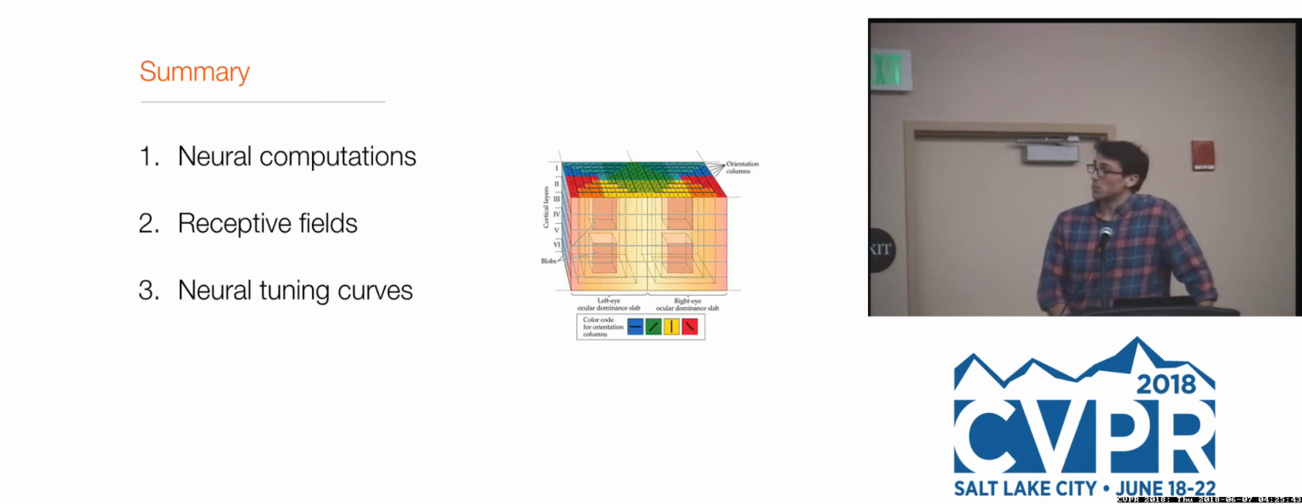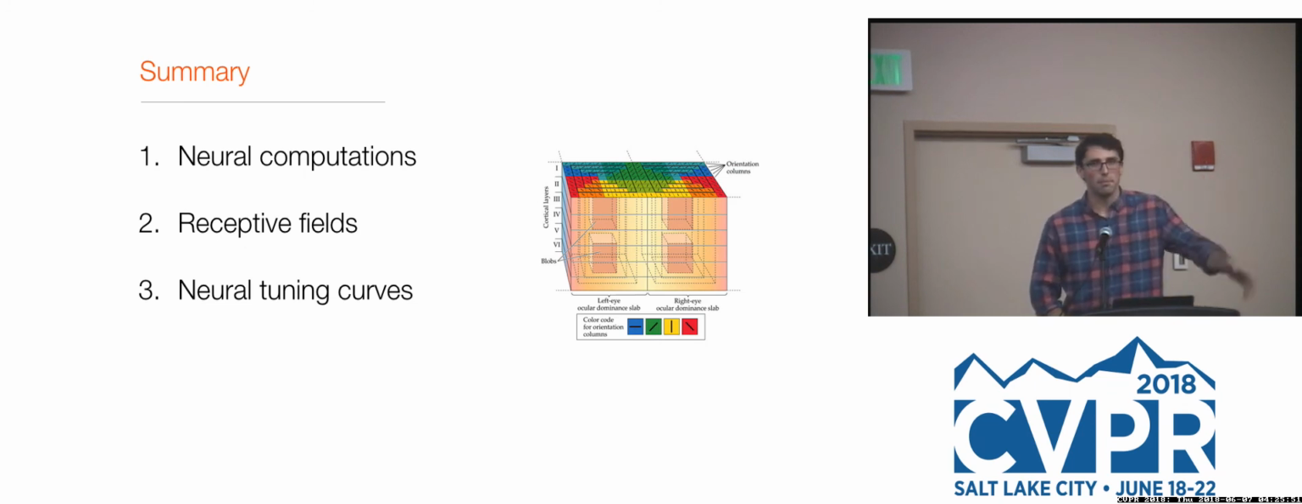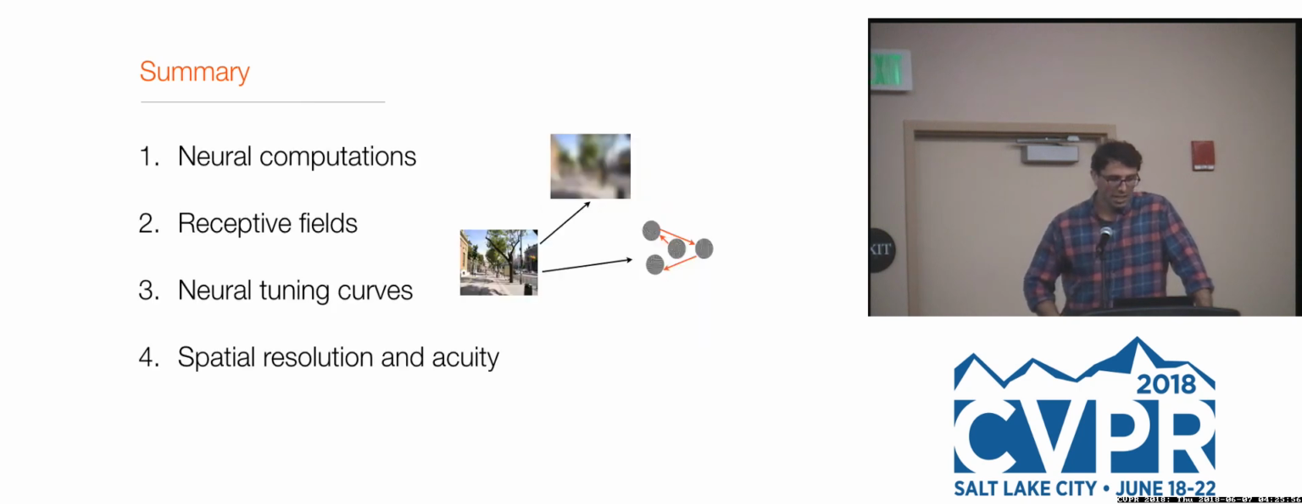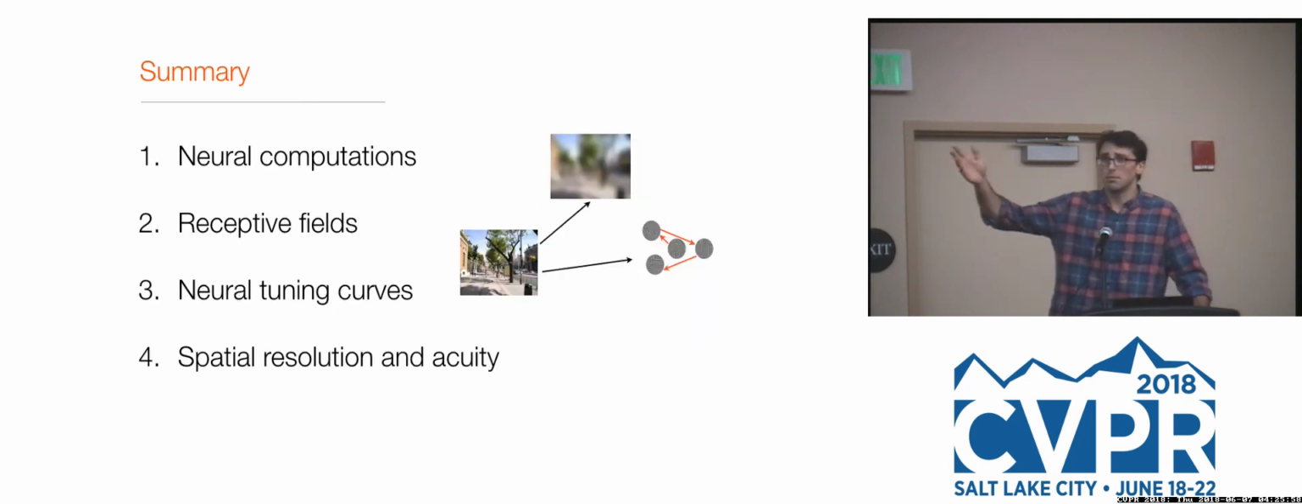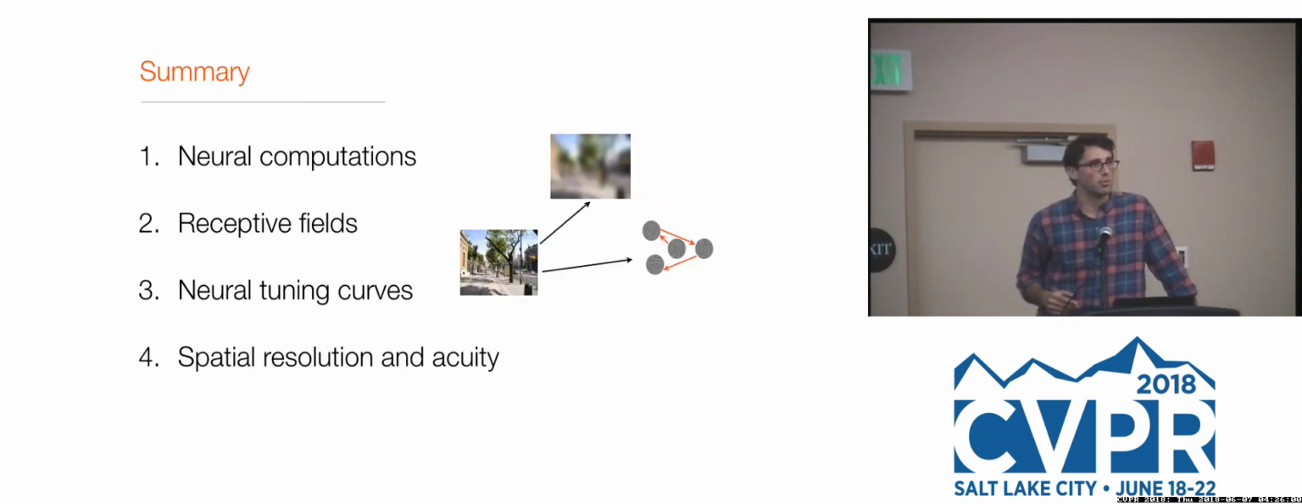I've talked about neural tuning curves and how in V1 we have the full replication of all the necessary machinery to process basically any kind of visual information at any receptive field location. And finally, how information at different spatial frequencies are used to inform our behavior and interactions with the world. So that's all I have.